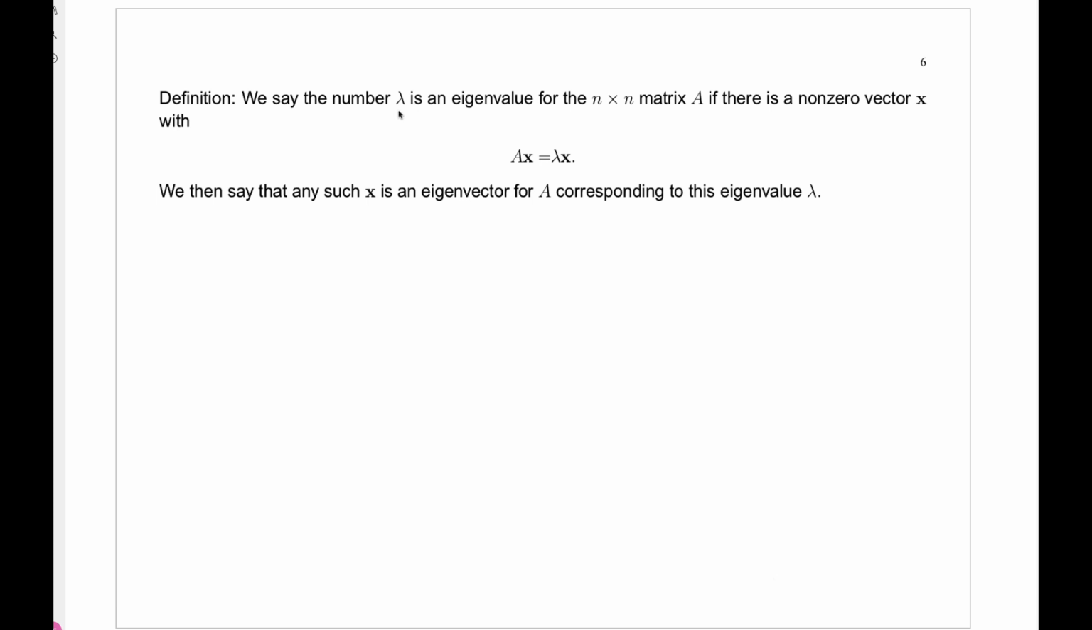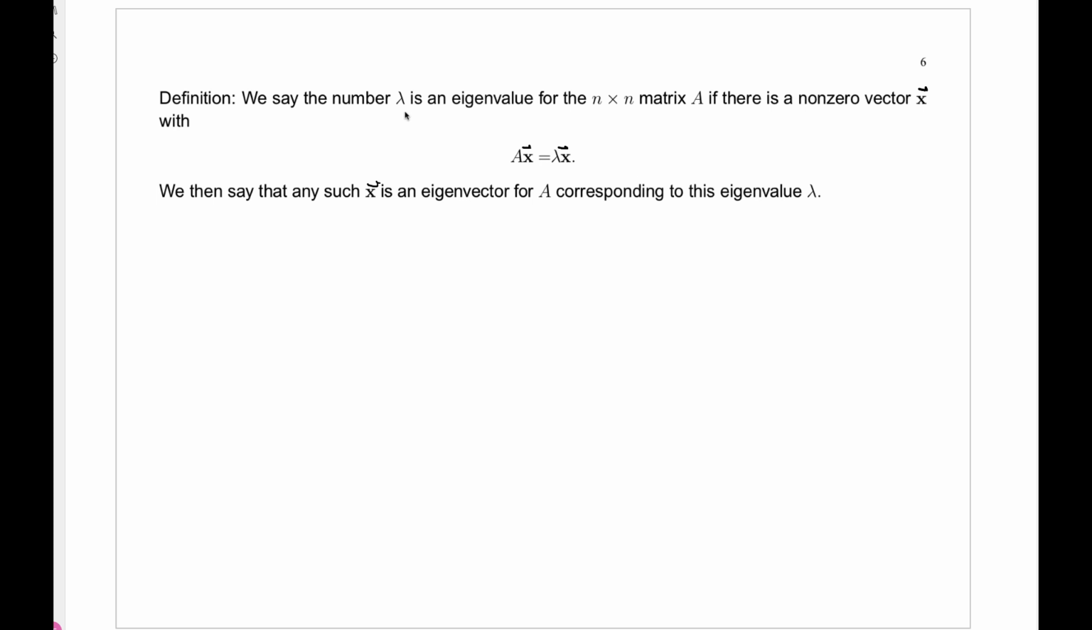We say that the number lambda is an eigenvalue for an n by n matrix A if there's a non-zero vector x with Ax equal lambda x. We'll use the vector notation like that. We then say that any such vector x is an eigenvector for A corresponding to that eigenvalue lambda.